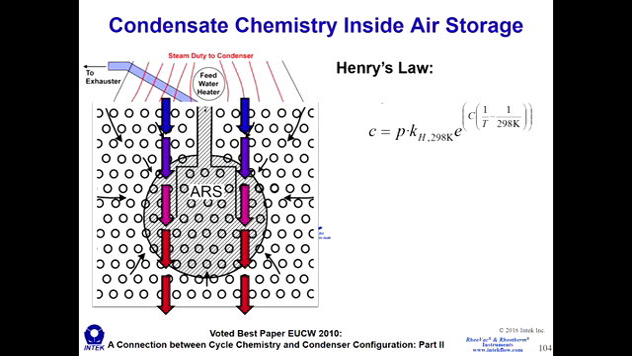The way you quantify the amount of dissolved gases in the condensate is using Henry's law. Henry's law is shown here. The concentration of dissolved gas is equal to the partial pressure of that gas in equilibrium with the water times the Henry's constant. And this Henry's constant has a temperature dependency on it.